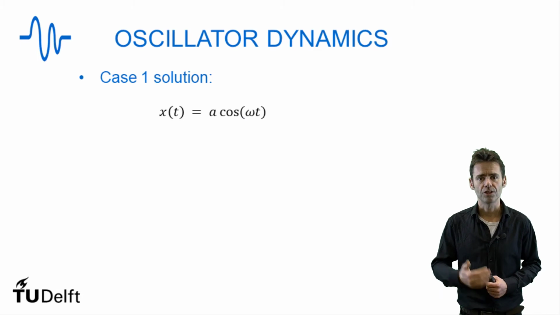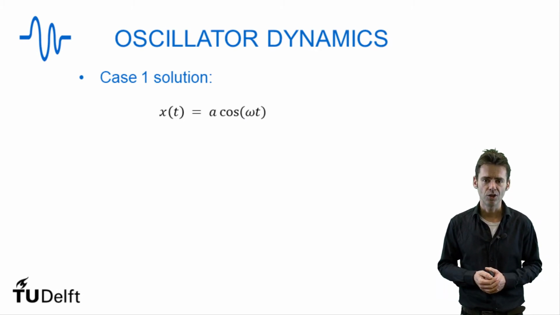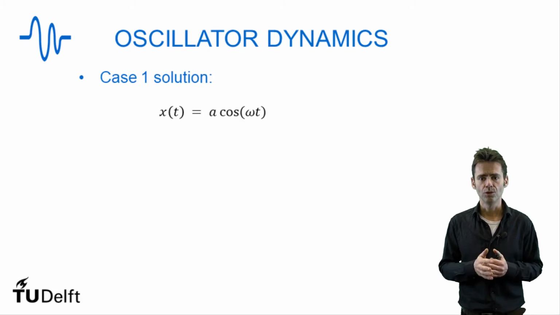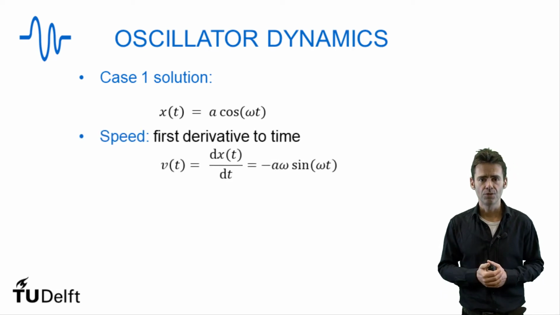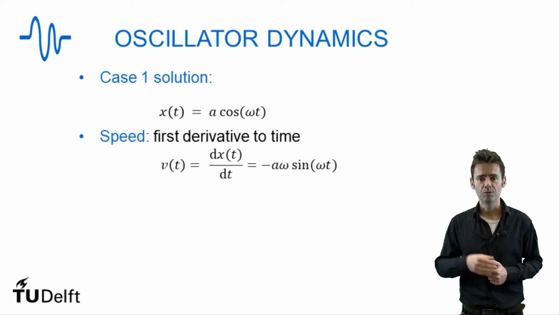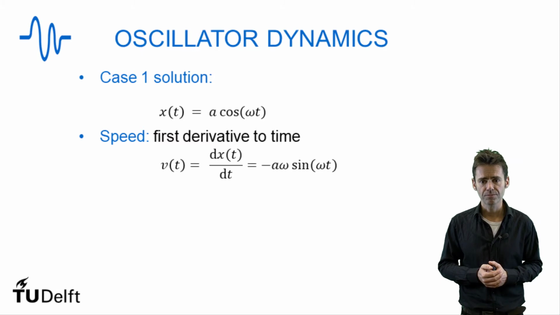Let's again focus on our case 1 solution, where we have x of t is a cosine omega t. This is of course a solution that is applicable for every t larger than t equals 0. So we can also calculate now the speed. The speed is the first derivative of the position. So if we take the first derivative, applying the chain rule to this x, we can find that the velocity is equal to minus a omega sine omega t.